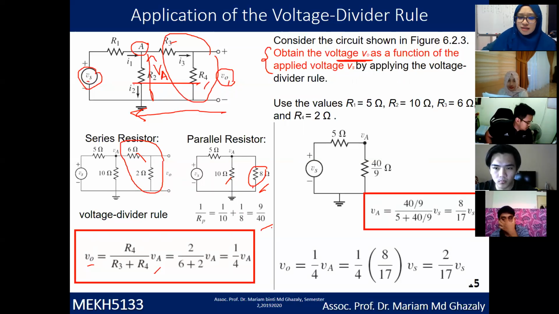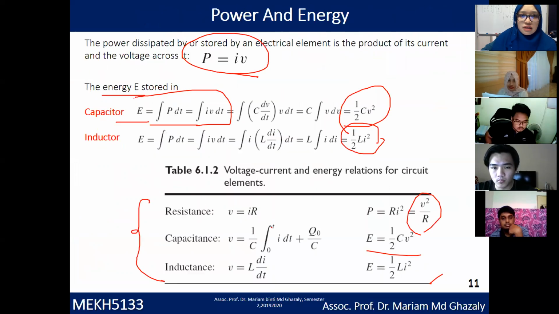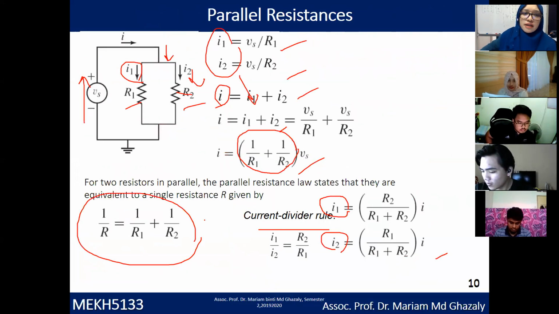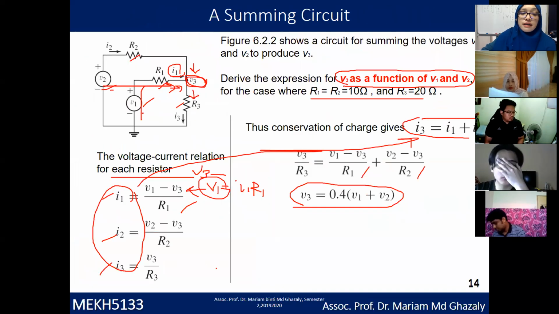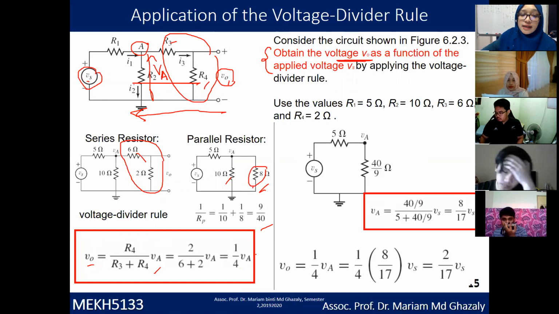So for this one, just refer back to the parallel circuit. Just remember that you have two resistors in parallel here. This is the equivalent: 1 over R is 1 over R1 plus 1 over R2. So that's what it means. Simplify it, and you get this.